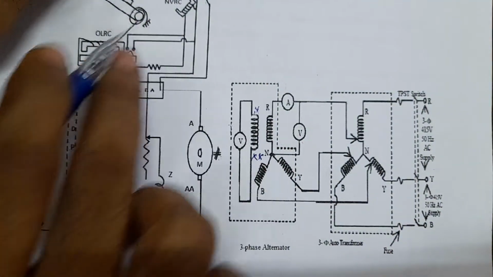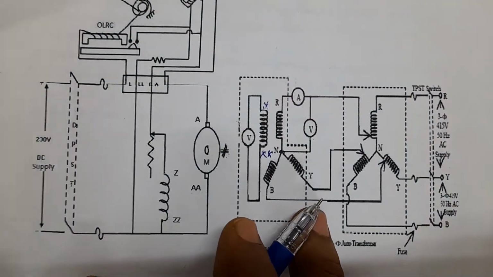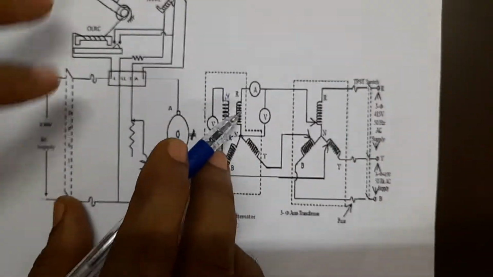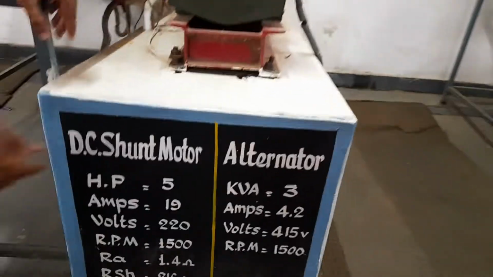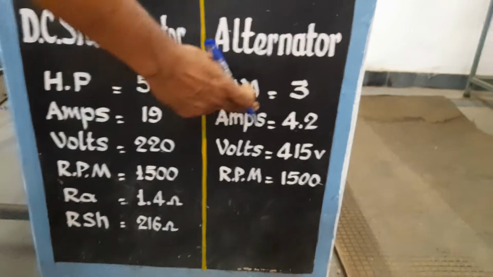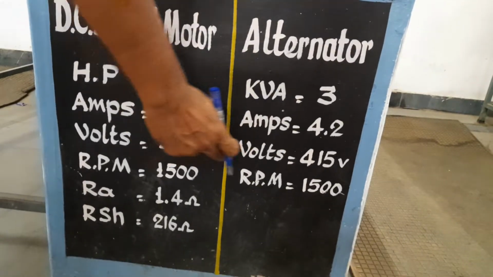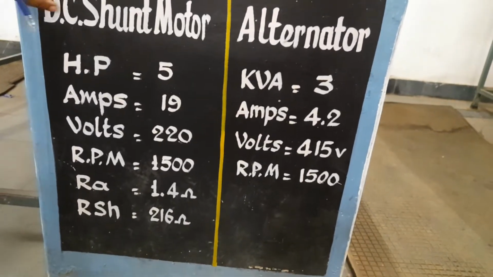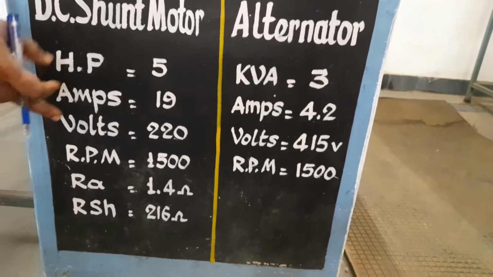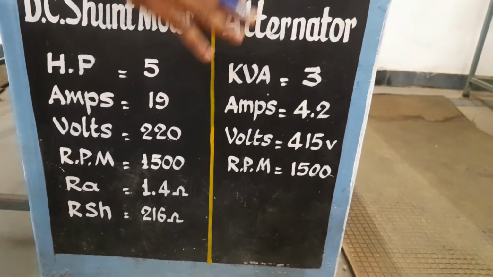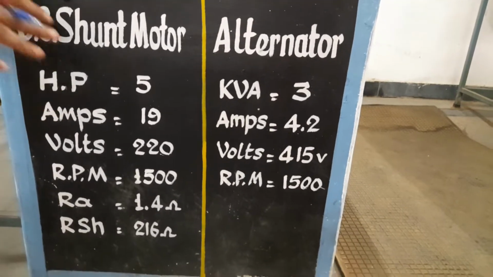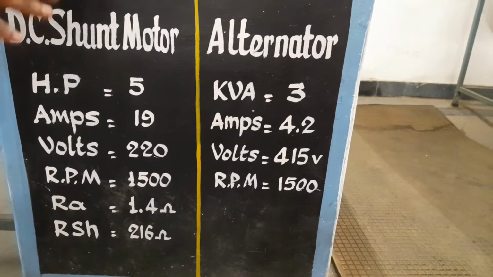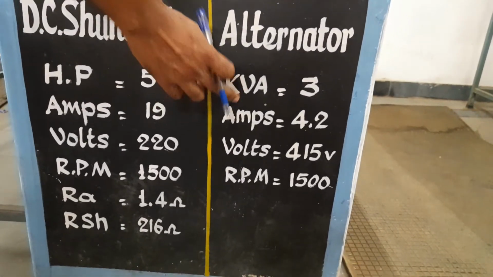Once we are thorough with the circuit diagram, let us go for naming or giving the ranges of the ammeter and voltmeter. From the nameplate details, we can observe the nameplate details of the alternator as shown here: 3 kVA, current rating 4.2 ampere, voltage rating 450 volts, and speed 1500 RPM. Similarly, the shunt motor ratings are shown here. Here we are concentrating only on the alternator, hence we are not going to concentrate on the nameplate details of the shunt motor, but we can note them down in the observation. So these are the nameplate details.